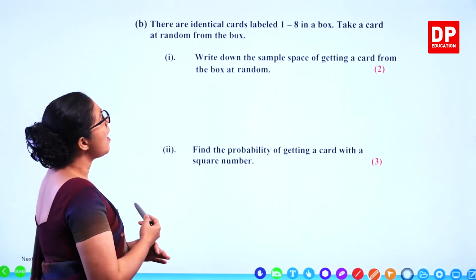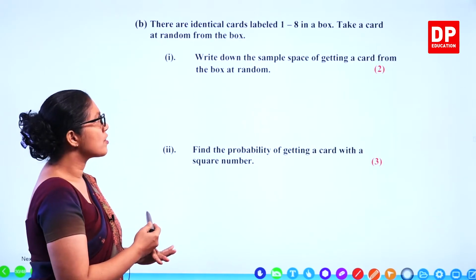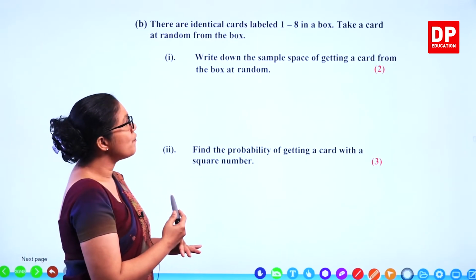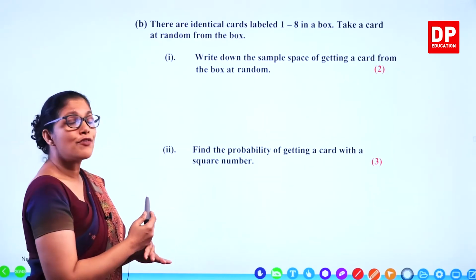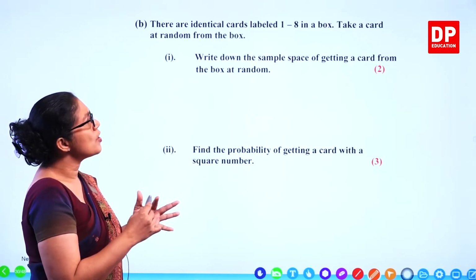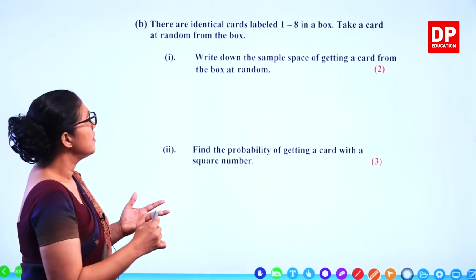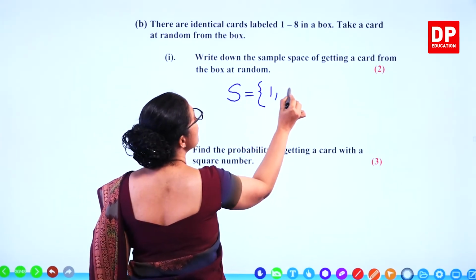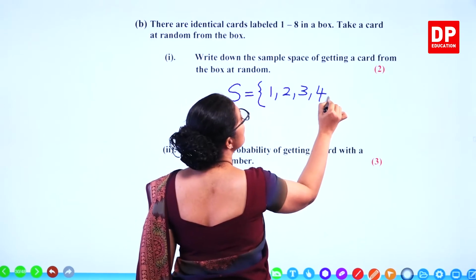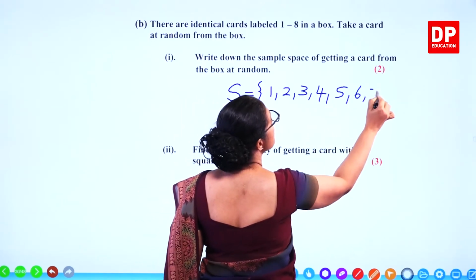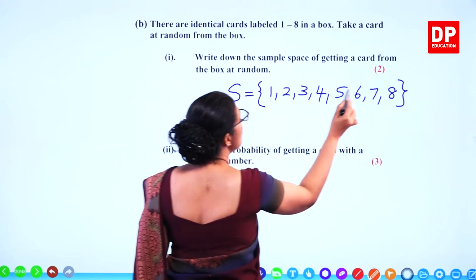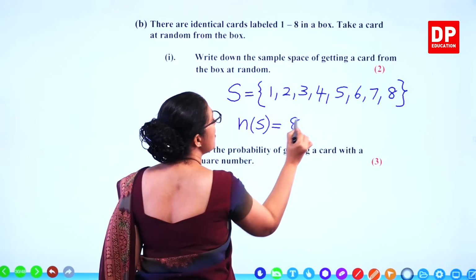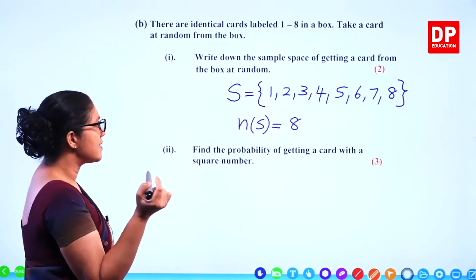Part B. There are identical cards labeled 1 to 8 in a box. Take a card at random from the box. Write down the sample space of getting a card from the box at random. So what are the numbers? 1, 2, 3, 4, 5, 6, 7, 8. So how do you write down the sample space? Yes, within curly brackets you have to write down all elements. So how many numbers are there in the sample? 8 numbers are there. n(S) we can write, that's 8.